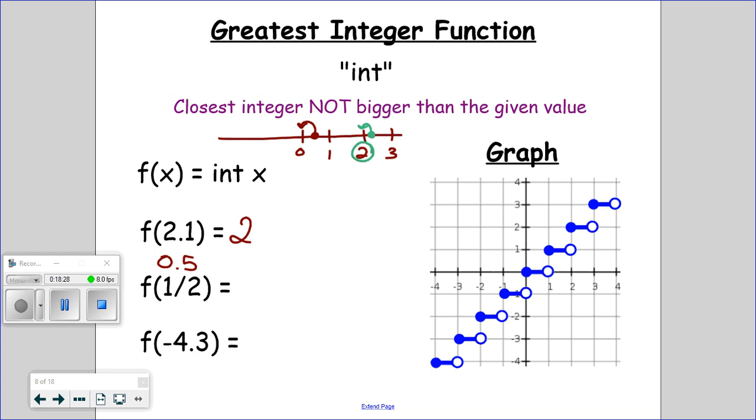Okay? The negatives are where it gets a little tricky, messes with my head when I think negative. So I want you to talk to your table. Table, come up with negative 4.3 is your number. What's the greatest integer function for negative 4.3? What are we coming up with?